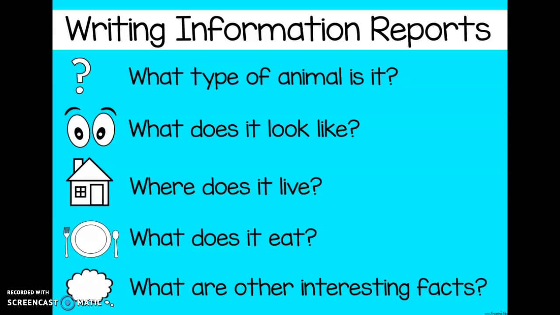And I'm sure you could guess what the picture of the plate and the cutlery is for. This is for what the animal eats. And then the little picture of the cloud is maybe if you want to include other interesting facts that you learned about the animal. But the four basic ones we're going to focus on today are the question mark, what type of animal it is, what does it look like, where does it live, and what does it eat.